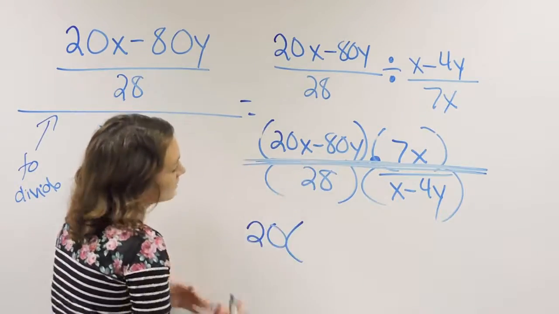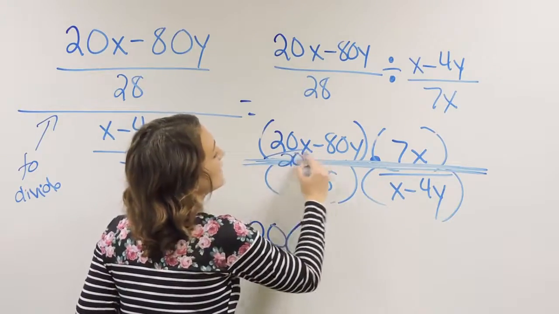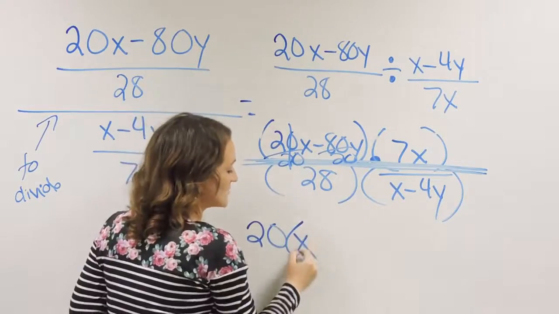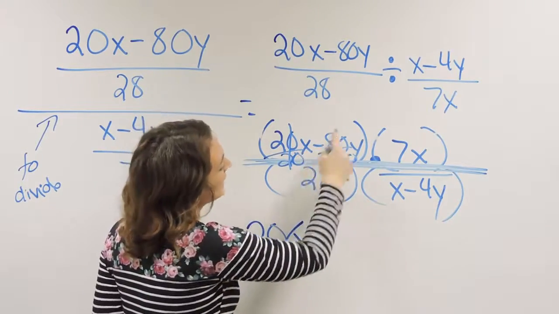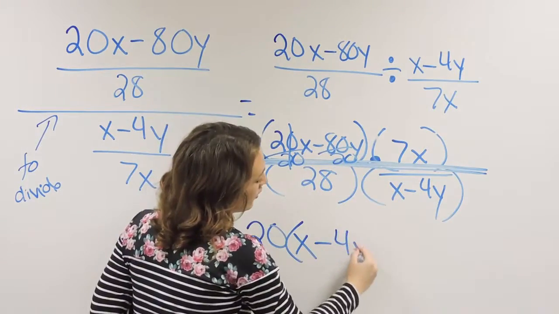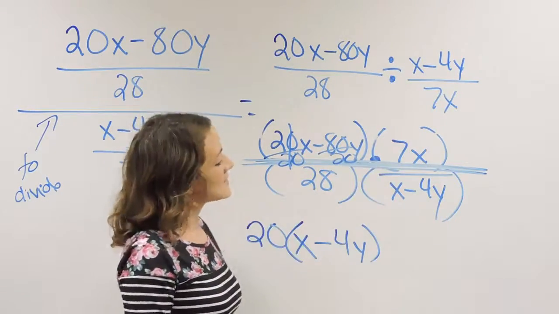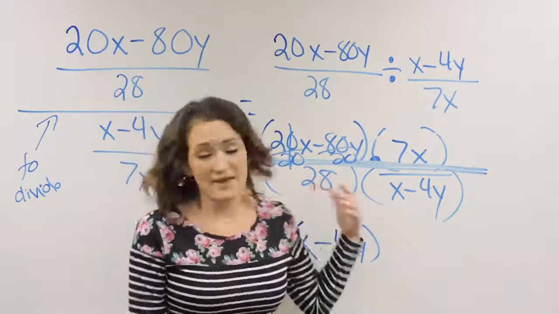And when I pull out a 20, remember it's the same thing as dividing it out of each term. 20 divided by 20 cancels, leaving us with x. Minus 80 over 20 is 4, and we drop down the y with it. Then we move over to the next thing in our numerator, and we have a 7x.